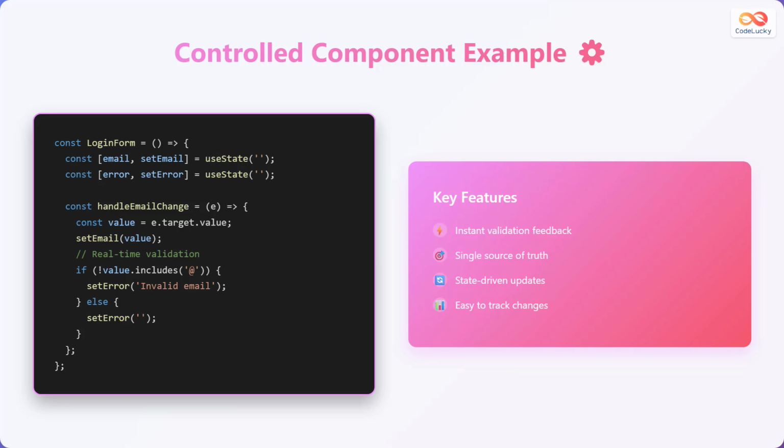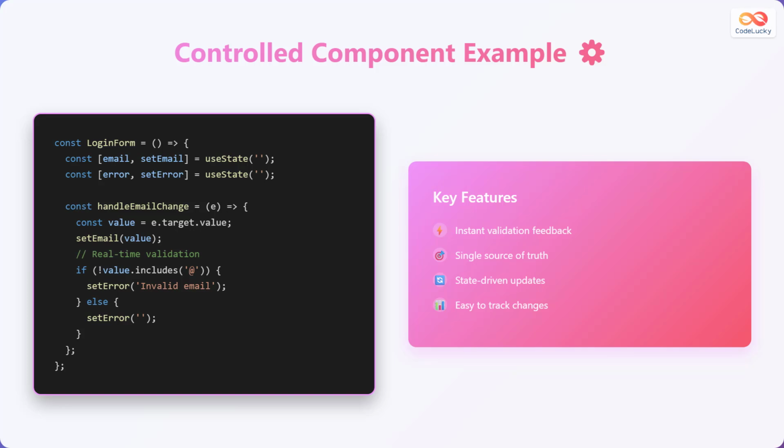Let's examine a controlled component example in more detail. Here is the code. We define a functional component called loginForm. Inside, we use the useState hook to create two state variables, email and error, along with their corresponding update functions, setEmail and setError. The handleEmailChange function is called whenever the email input changes. It updates the email state with the new value. It also performs real-time validation, setting the error state if the email is invalid.